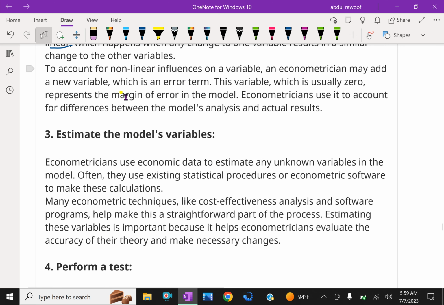To account for nonlinear influences on a variable, econometricians may add a new variable, which is an error term. This variable, which is usually zero, represents the margin of error in the model. Econometricians use it to account for differences between the model's analysis and actual results.